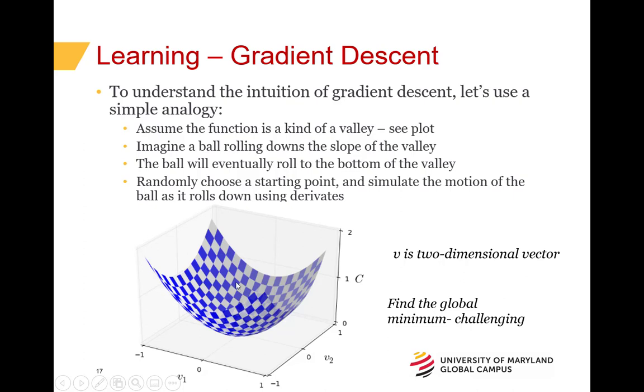So assume a ball rolling down on this surface, right? You can start randomly from any location, and then you move the ball on the surface step by step until you get to the global optimum, the lowest point on this surface, okay? Again, this is a trivial example, just to explain the concept of gradient descent. So assume the function is a kind of valley. It is not flat space, but it has a valley, the lowest point. Imagine a ball rolling down the slope of the valley. The ball will eventually roll to the bottom of the valley.